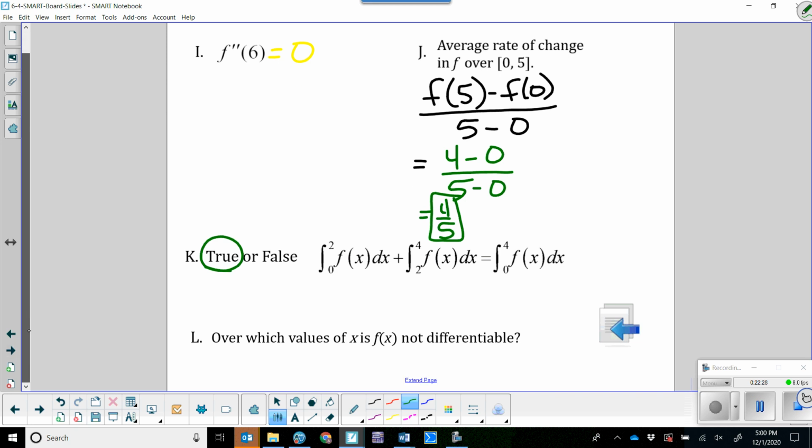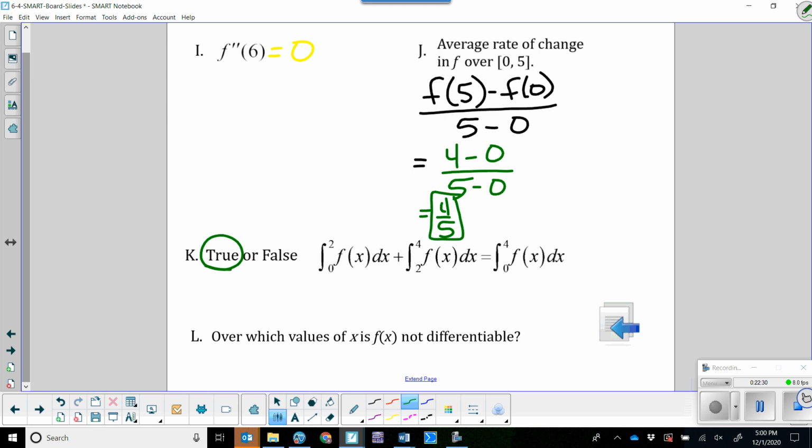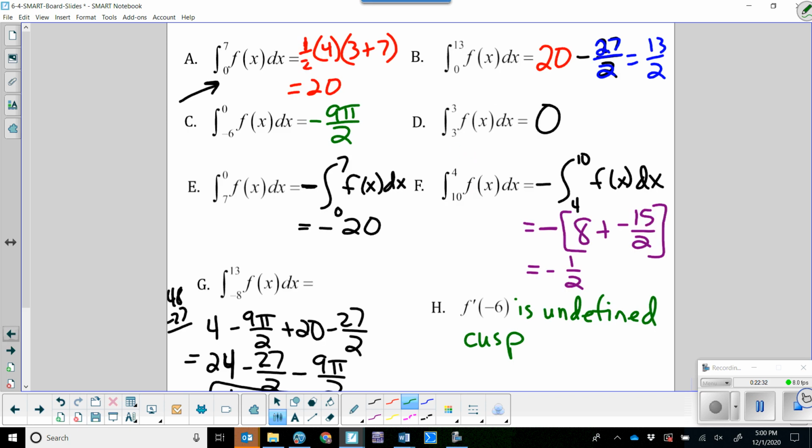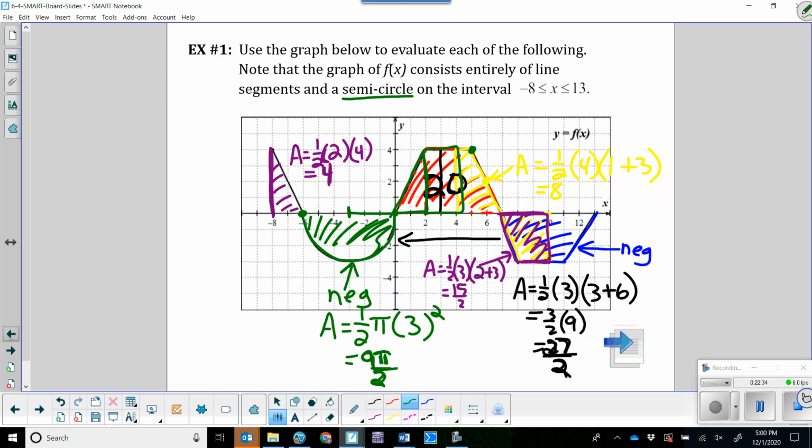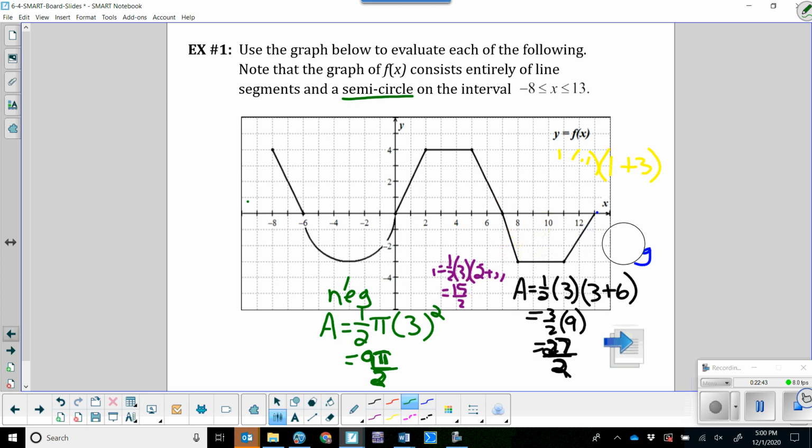Then L says, over which values do we not have derivatives? Okay, so go back to this graph. Now I'm actually going to erase all of this to make it easier to see, because right now it's really hard to see. So you should already have all that written down. But I'm supposed to figure out when this function, which is called f, is not differentiable. This is the graph of f.